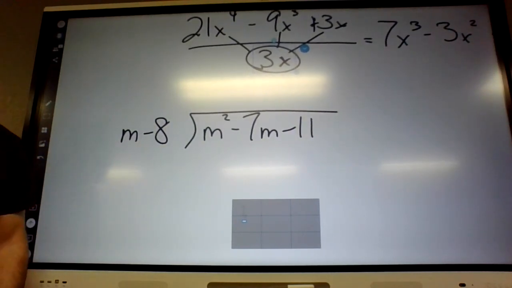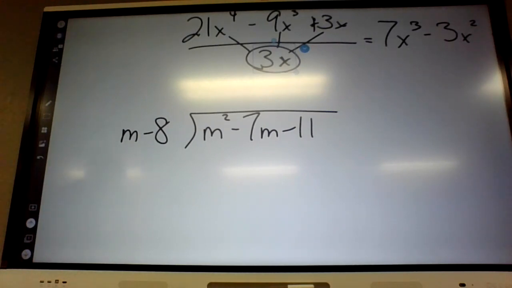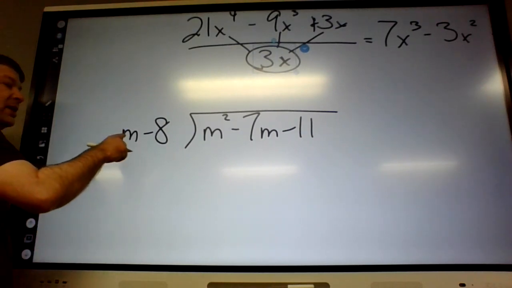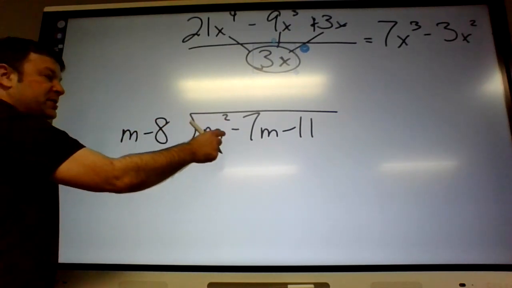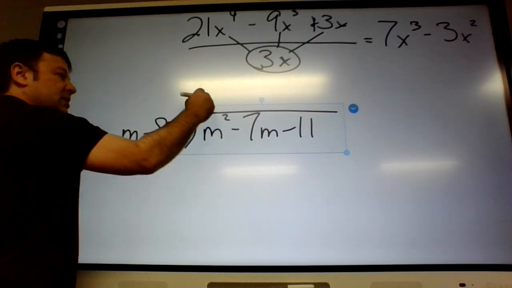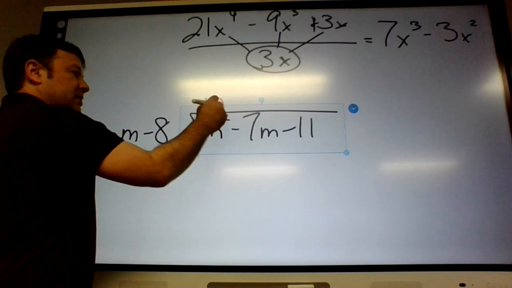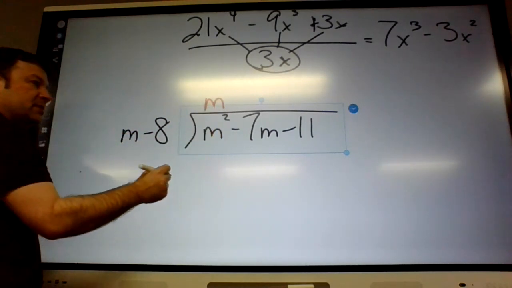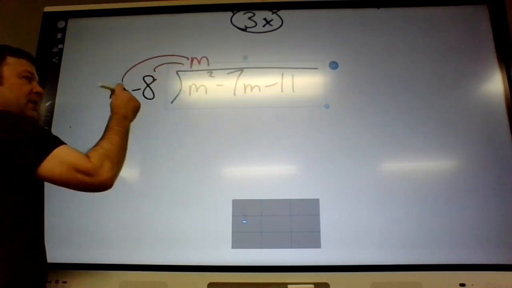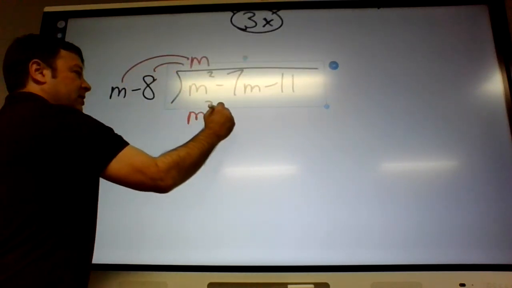It's on the top of the back page. That's where we're at. Avery, do you remember how this goes? We divide by m. It's kind of like m times what equals m squared, or you could say what's m squared divided by m? The answer is m. Then what did we do with this m? We multiply that by m minus 8. So we distribute, m squared minus 8m.